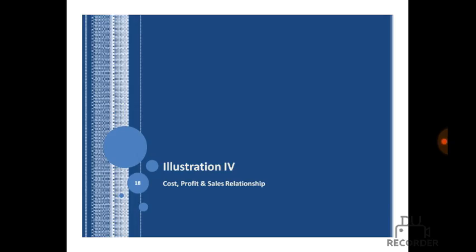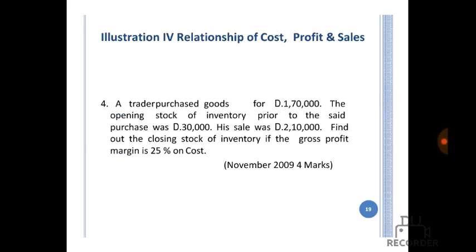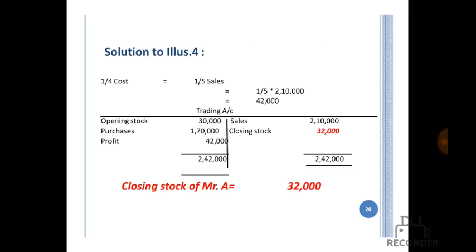Illustration 4. Cost, profit and sales relationship. A trader purchases goods for 1,70,000. The opening stock of inventory prior to the said purchase was 30,000. His sale was 2,10,000. Find out the closing stock of inventory. The gross profit margin is 25% on cost. 1 by 4 on cost is equal to 1 by 5 on sales, so 1 by 5 into 2,10,000 is 42,000.